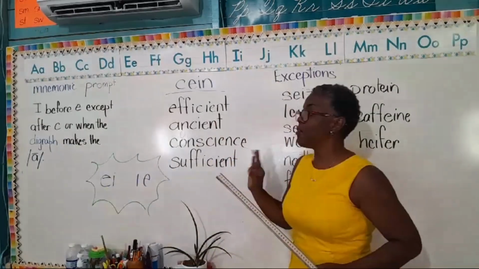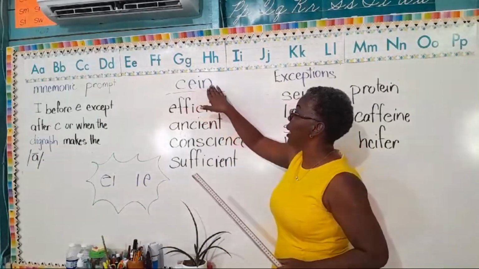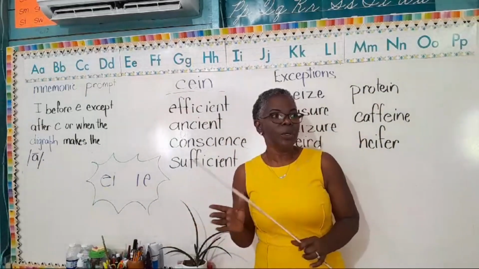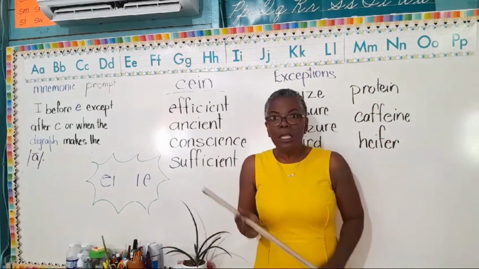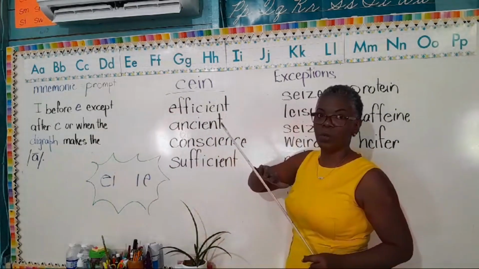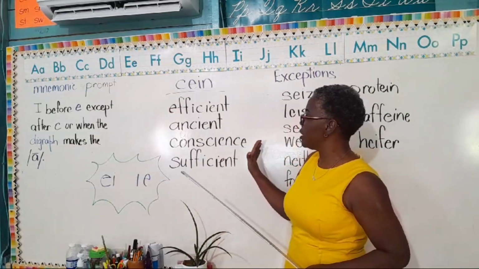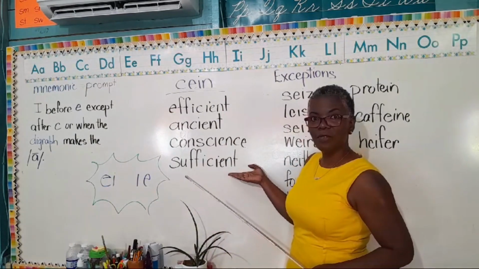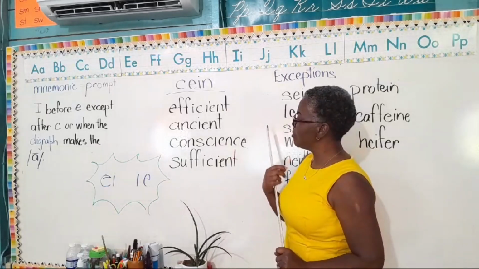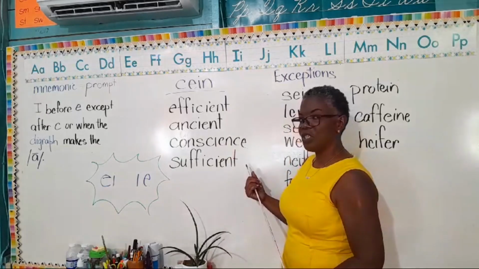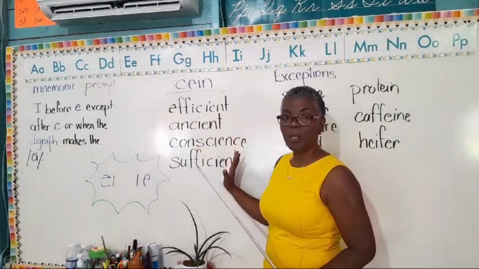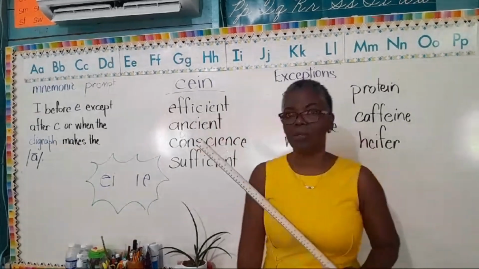We have some words that have the C-I-E-N combination. These words do not follow the rule. You notice I didn't even consider them exceptions to the rule. They are just not considered when we're thinking about this rule. So let's look at our four words that we're going to remember. Efficient, ancient, conscience, and sufficient. Read with me. Efficient, ancient, conscience, sufficient. Look at the letters in there. We have to remember how to spell these words as well as our exceptions to the rule.